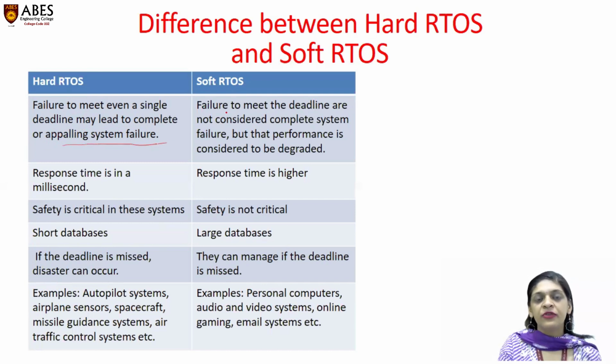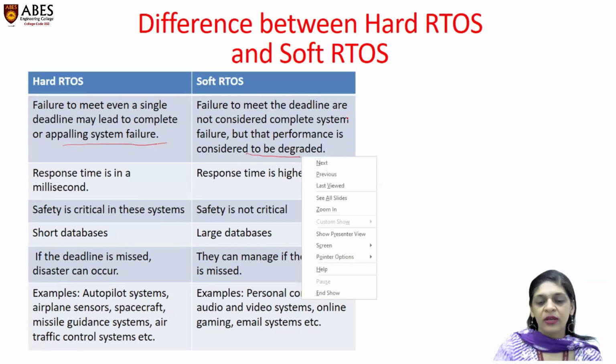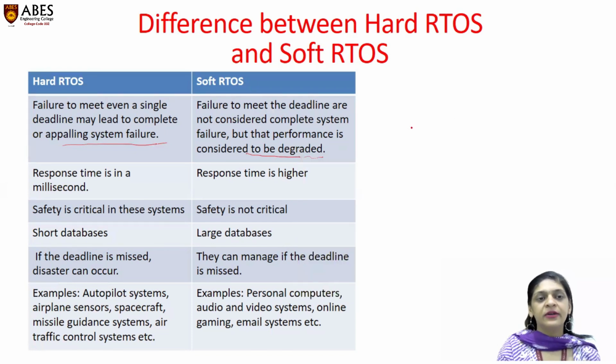And in soft real-time operating system, failure to meet the deadline is not considered complete system failure, but the performance is considered to be degraded. अगर यहाँ पर सॉफ्ट रियल टाइम ऑपरेटिंग सिस्टम में कोई भी आपकी डेडलाइन मीट नहीं हो पाती है, तो उसको पूरा कंप्लीट सिस्टम फेलियर नहीं बोला जाएगा. उसको बोला जाएगा कि उसकी जो परफॉर्मेंस है वो डिग्रेड हो गई है. It is a degraded one.